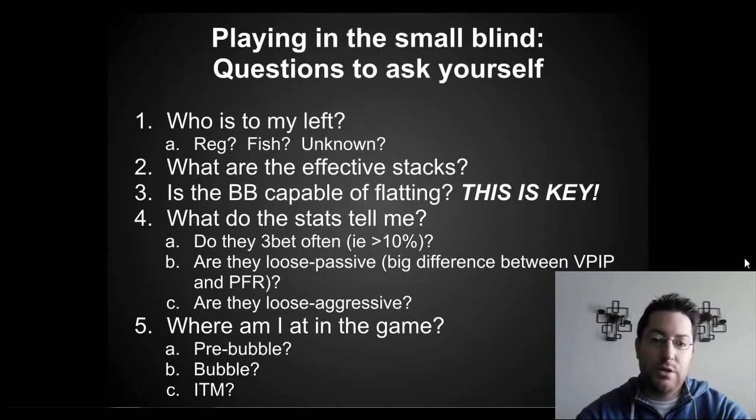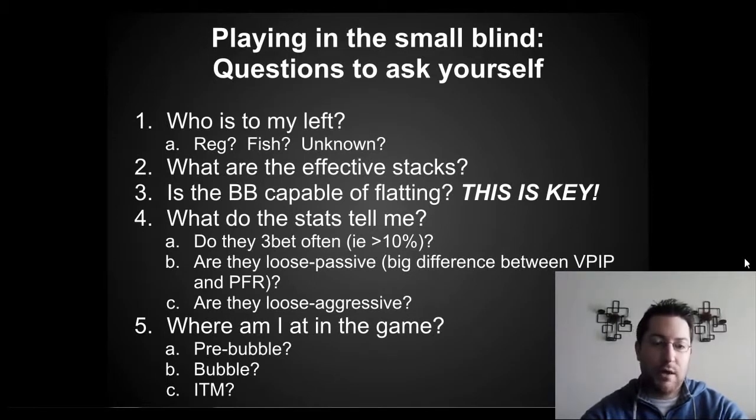But first, you need to ask yourself, every time you're in the small blind, who's to my left? Is it a reg? Is it a fishy player, a really bad player that does a lot of wacky stuff? Or maybe it's just simply an unknown player. You haven't played against them before. You don't have a lot of stats on them.